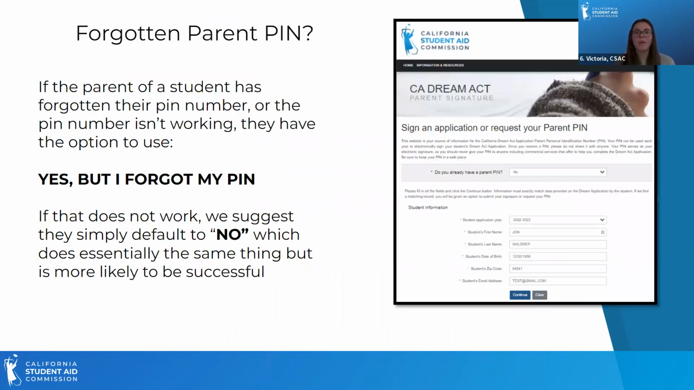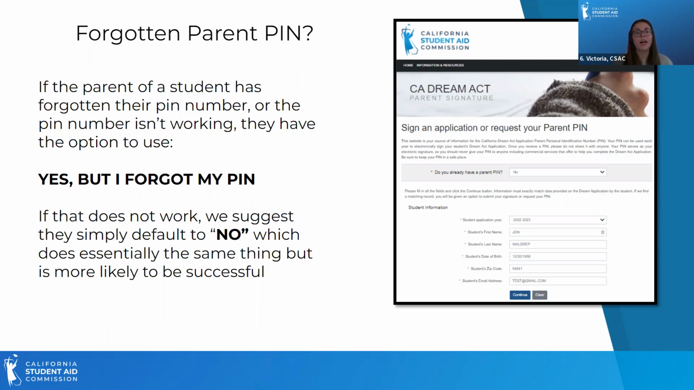And then with the parent PIN, this is how parents will electronically sign the DREAM Act application. It's a lot better because they can do it all online, whereas with FAFSA, if the parents don't have a social security number, they will have to go through that paper signature process. With the DREAM Act, there is an online method, so they can either do it right from that confirmation page as we looked at, or this is how they will get to it from the landing page of the DREAM Act application. They'll click sign the application, and then they do have to request a parent PIN.